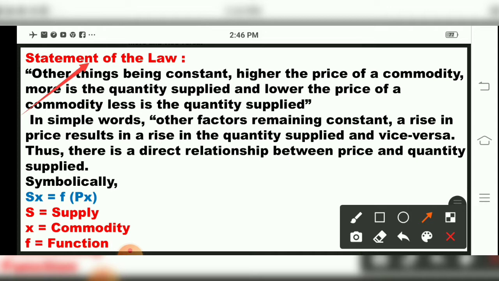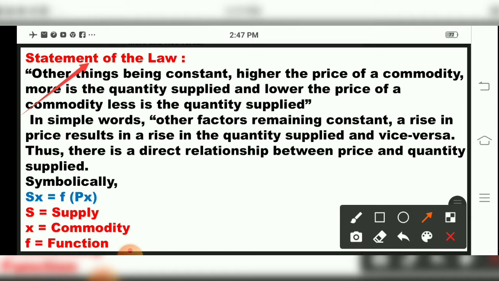So symbolically, supply is represented as Sx = f(Px). That is, supply is functionally related with price. Sx is supply, x is commodity, f is function. So other things being constant, higher the price of a commodity, more is the quantity supplied, and lower the price of a commodity, less is the quantity supplied.